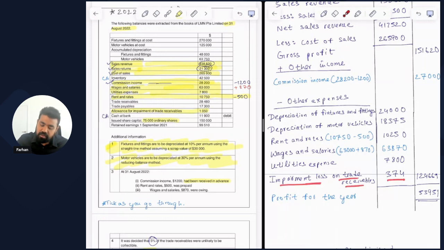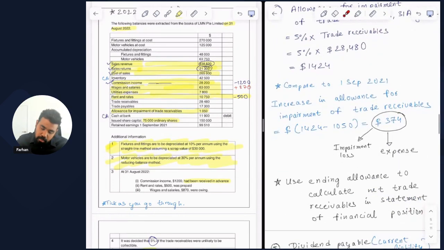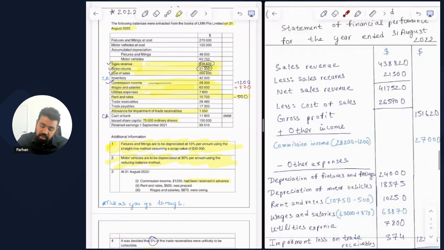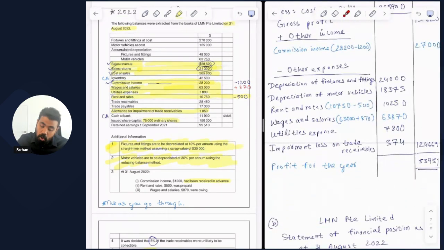So the last thing is the impairment loss on trade receivables, which we calculated ourselves, and that was $374. The way we calculated this is based on the new allowance for the current financial year, which, let's just go back up, was $1,424. And from there, we subtract $1,050 for the previous financial year. And because there is an increase, we classify this as a loss or as an expense. And that is $374. So there is really no other expense to think about.